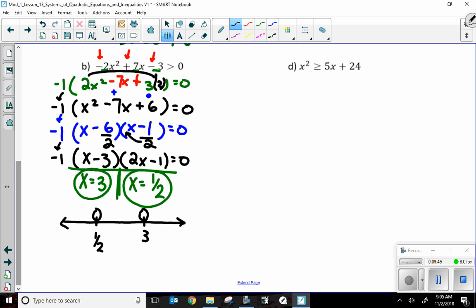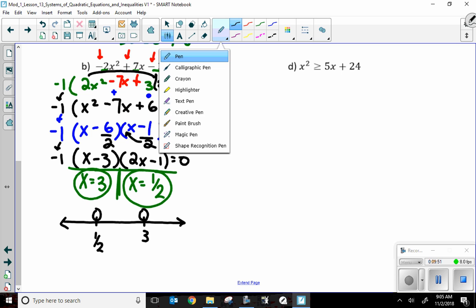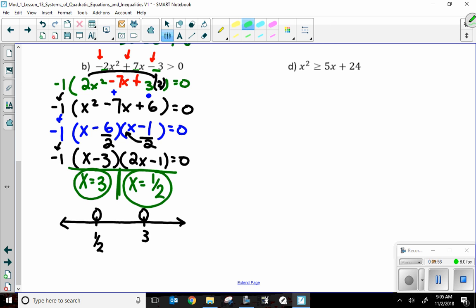Well, I look at my sign. That does not have a straight line underneath it. That means I do not fill in those dots. In fact, because there is not a straight line there, not only do I know that those dots or holes will remain empty, not filled in, I know when I do this in interval notation, I'm going to use parentheses because there's not a straight line there. Okay, that tells me both.